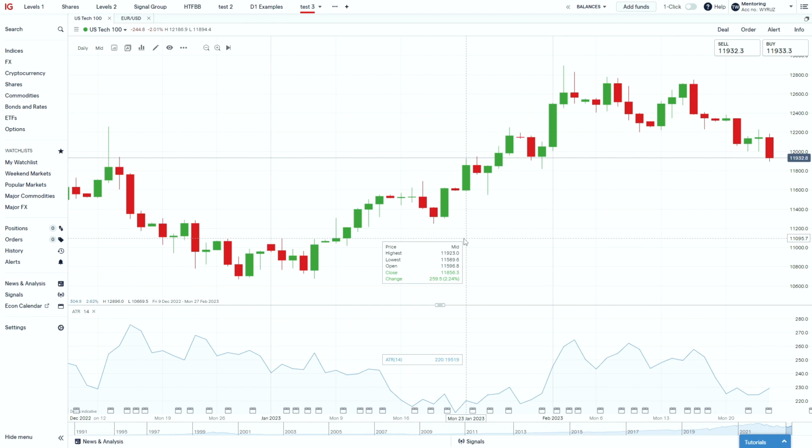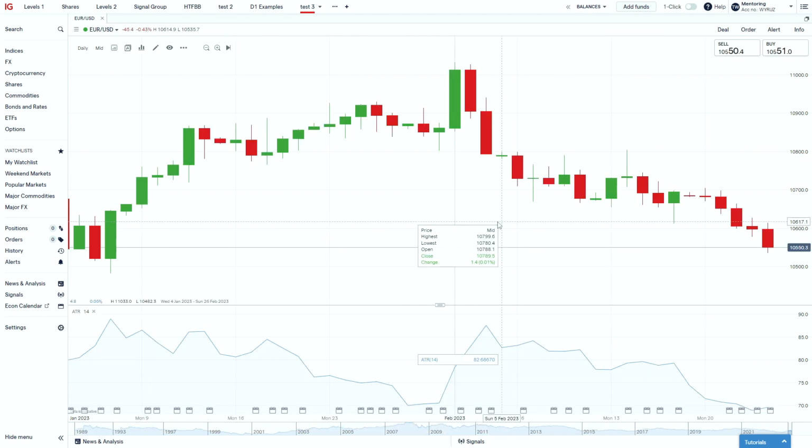So how can we use this to our benefit? Is there any benefit to having the ATR on our screen? How can we use the ATR to our advantage in trading? Well, one method that's quite popular with traders is to understand when a market is overextended and when it's maybe not going to go any further in a particular period.